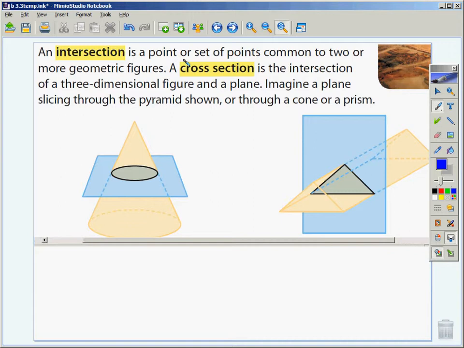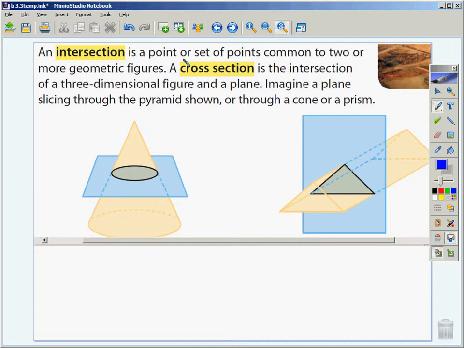It's circular. Can anybody tell me what would happen if instead of passing it straight through, parallel, I kind of angled it up through, what shape would it be then? Would it still be a circle or would it be different? It would be an oval. It would, in fact, be an oval. If I angled it through, other than making it parallel with the base, it would be oval in shape. So that's what we're talking about today. How to identify what that piece is going to look like when a plane is passed through it.